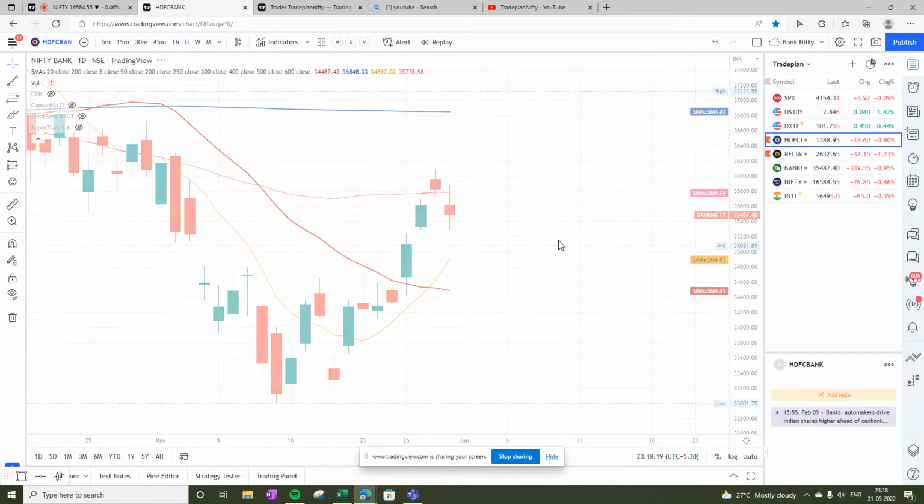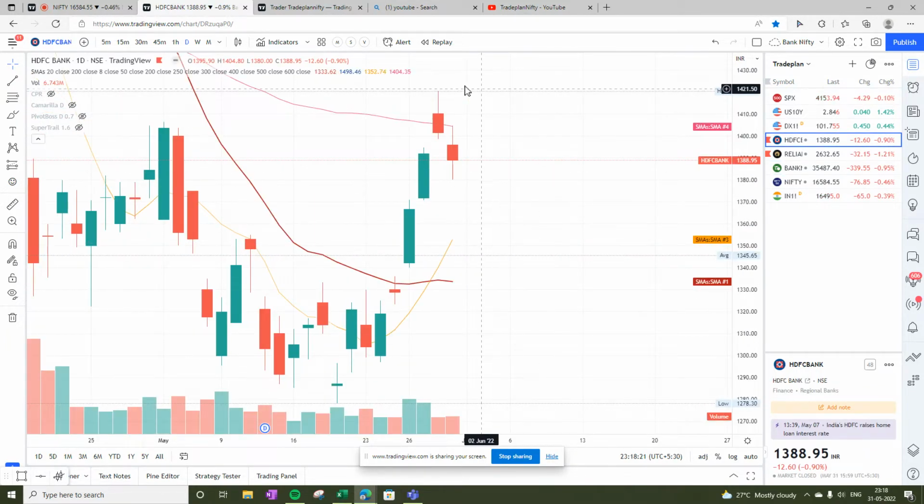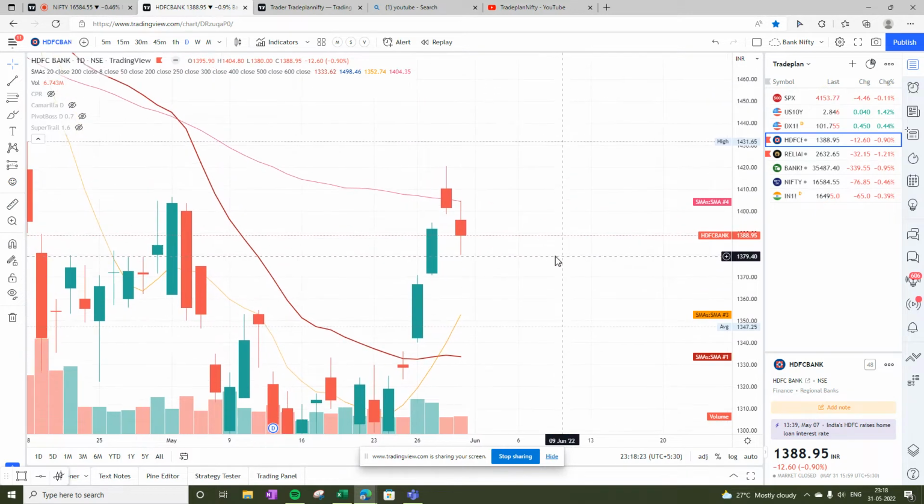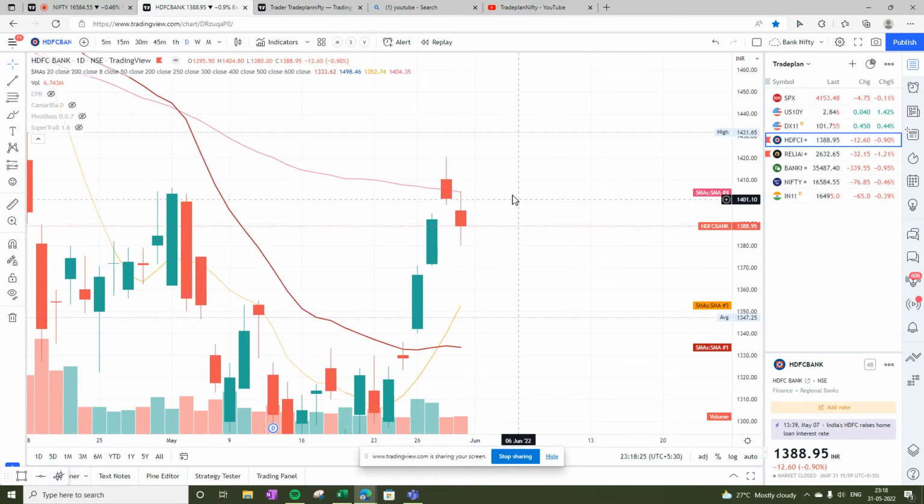And HDFC Bank is showing almost a similar pattern. If you see here, HDFC Bank on the daily chart has shown a strong reversal and taken resistance at the 50 bar moving average, but is still above 20 and 8. So 1333 could act as a very good support for HDFC Bank. Let's see how it goes.